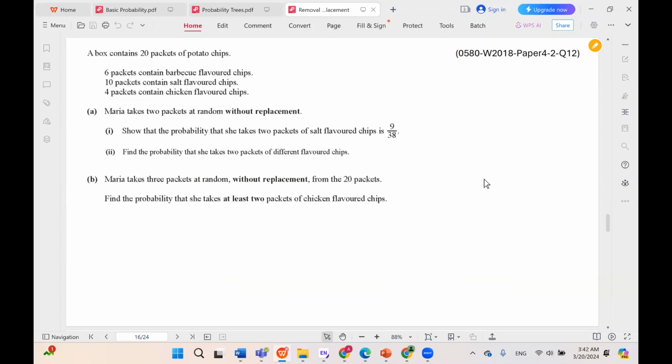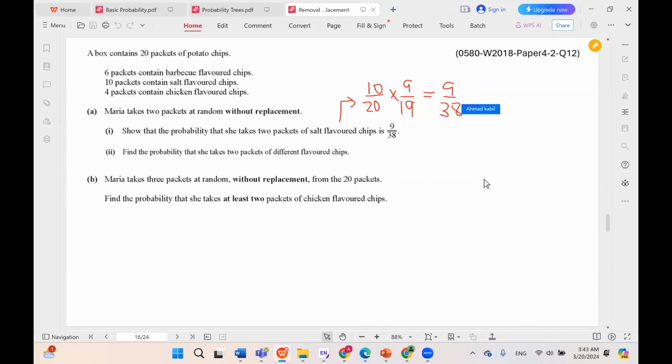A box contains 20 packets of potato chips. 6 packets contain barbecue flavored chips. 10 packets contain salt flavored chips. 4 packets contain chicken flavored chips. Maria takes 2 packets at random without replacement. Show that the probability that she takes 2 packets of salt flavored chips is 9 over 38. So this probability here would simply be 10 over 20 multiplied by 9 over 19. And this gives us 9 over 38.